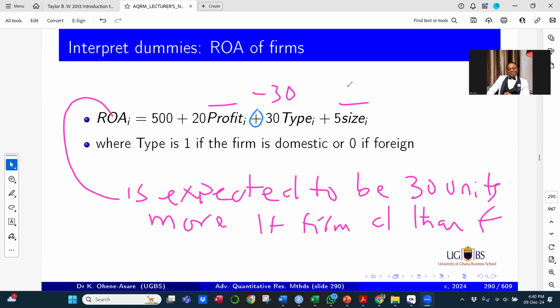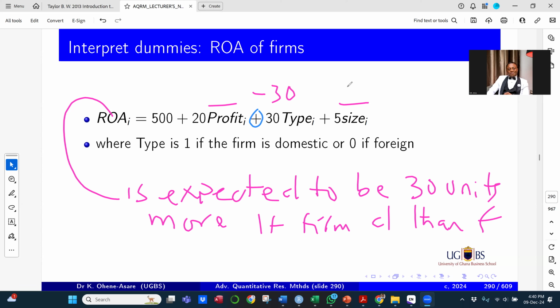You are never supposed to say that return on asset will increase by, as if this one has increased. You don't increase foreign or domestic. You don't increase from domestic to foreign. Neither do you decrease from foreign to domestic. These are dummies. You are a man or you are a female or a male.